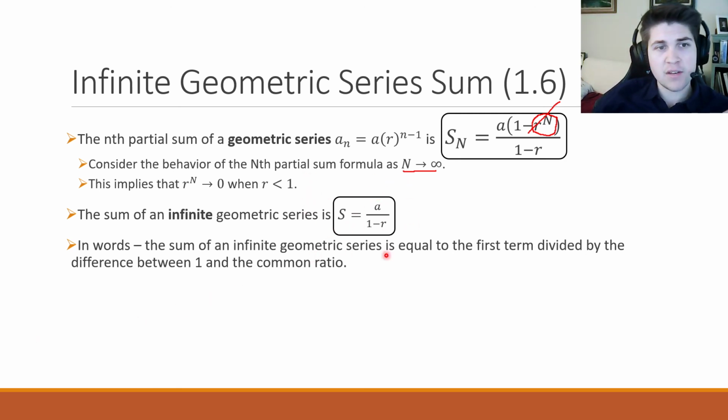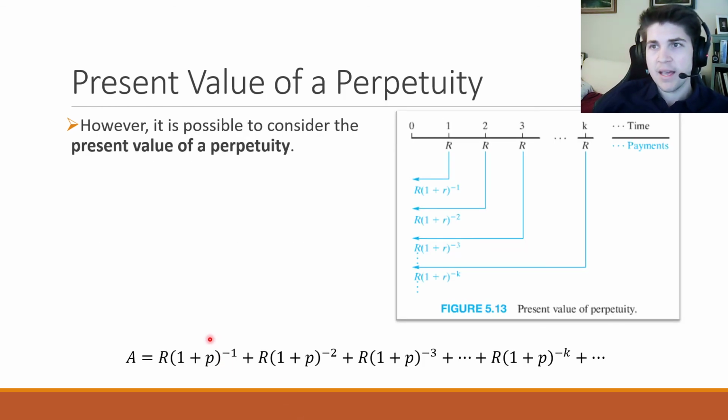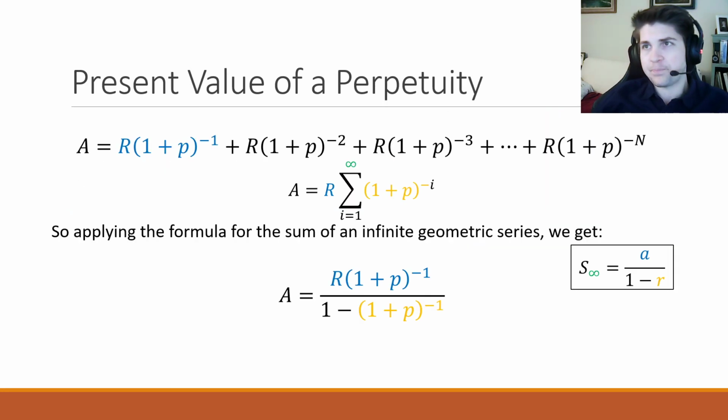And this is a very well-known formula for what we call the sum of an infinite geometric series. Infinite geometric series always have a very simple infinite sum, which is the first term divided by 1 minus the common ratio. And basically we could use this infinite geometric series formula to find the present value of a perpetuity quite easily, since it is again a geometric series, it is just infinite instead of finite.